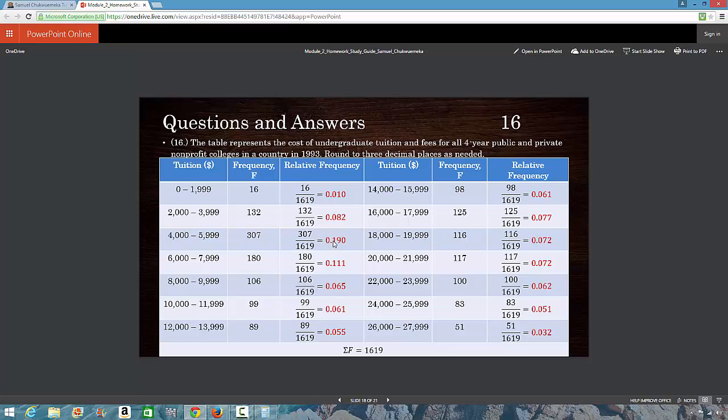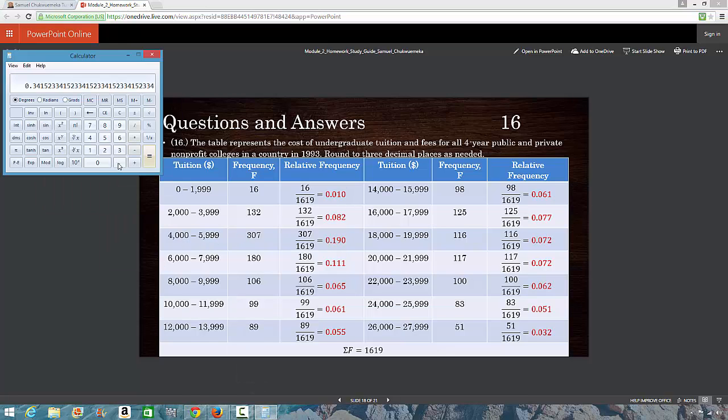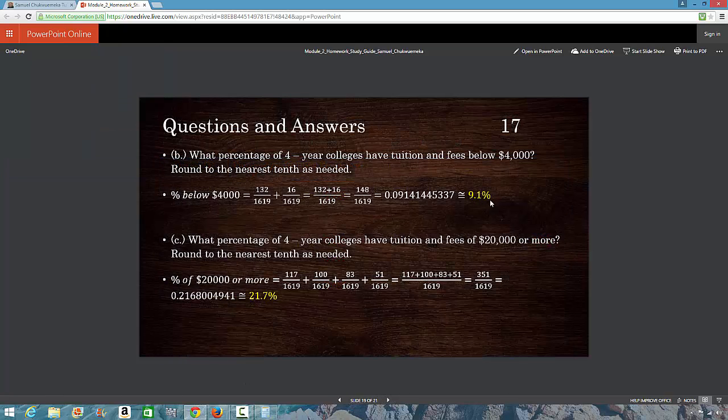Some people might say, okay, why don't I add the relative frequencies below 4,000, which gives us 0.082 plus 0.010. Okay, and you have 0.092 and you multiply by 100 to give you the percent, 9.2%. Okay, that is not the answer. The answer is 9.1%.